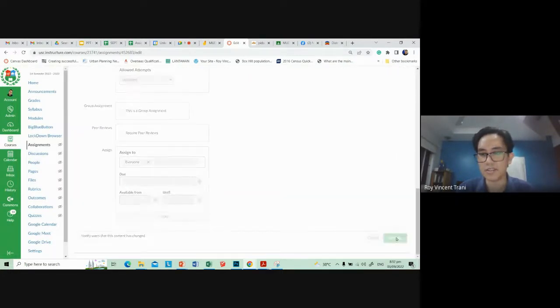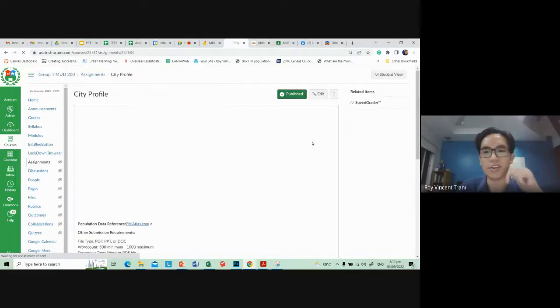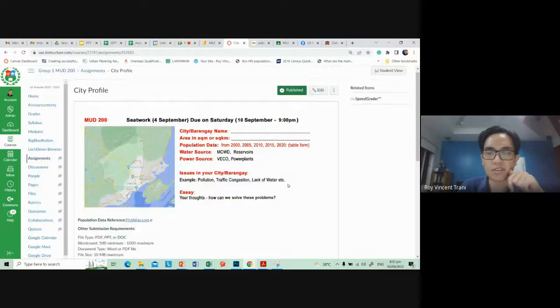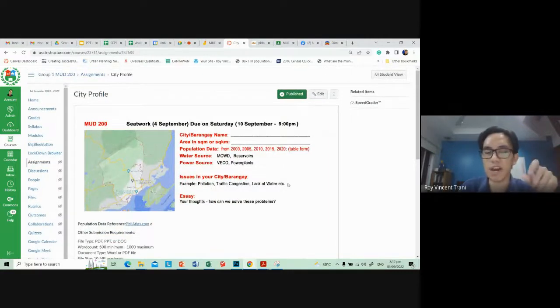Next week we'll be looking at your local communities and what the different problems are, and fitting them into this theme of how we make cities or municipalities or even barangays develop in a more sustainable way.